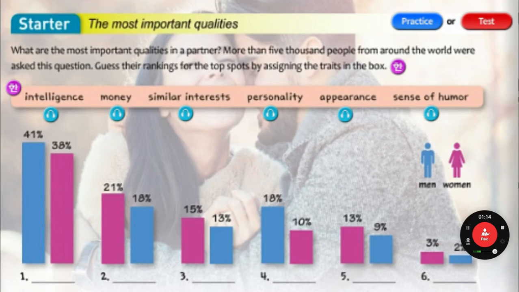Okay, repeat after me. Intelligence. That's how smart you are. Money. Whether or not the person has either more money than you or at least as much money as you. Similar interests. It means they like to do the same things, at least some of them, like gaming or soccer or playing the flute or whatever it is.